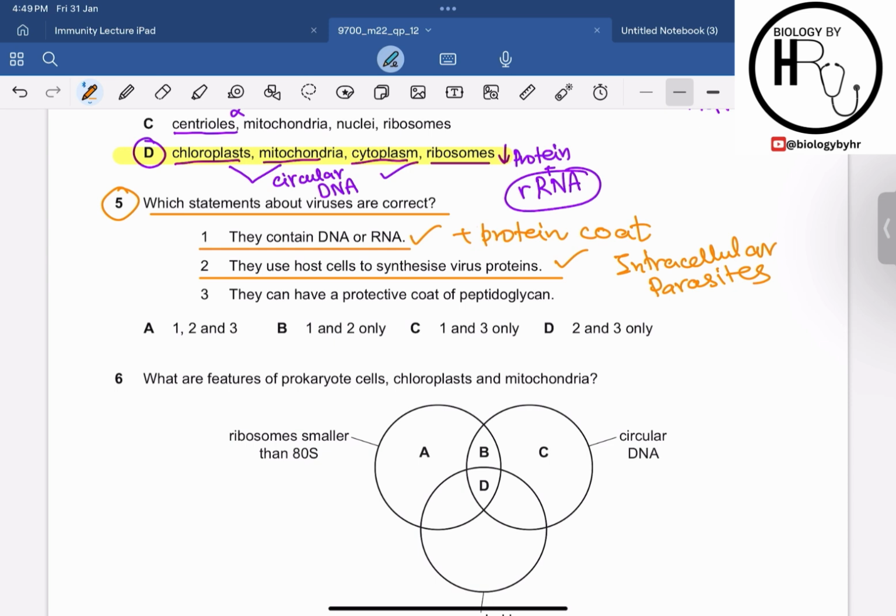Now in statement 3, they are saying that they have a protective coat of peptidoglycan. No, they cannot have a protective coat of peptidoglycan. This is absolutely incorrect. So the correct answer to this question is option B, 1 and 2 only.